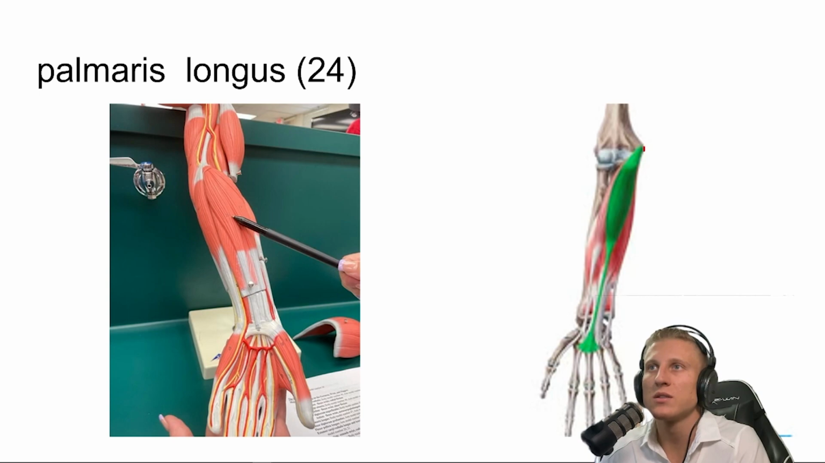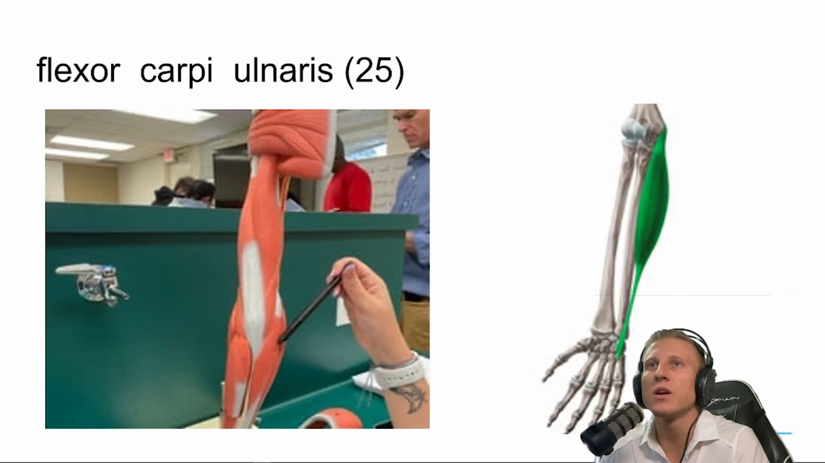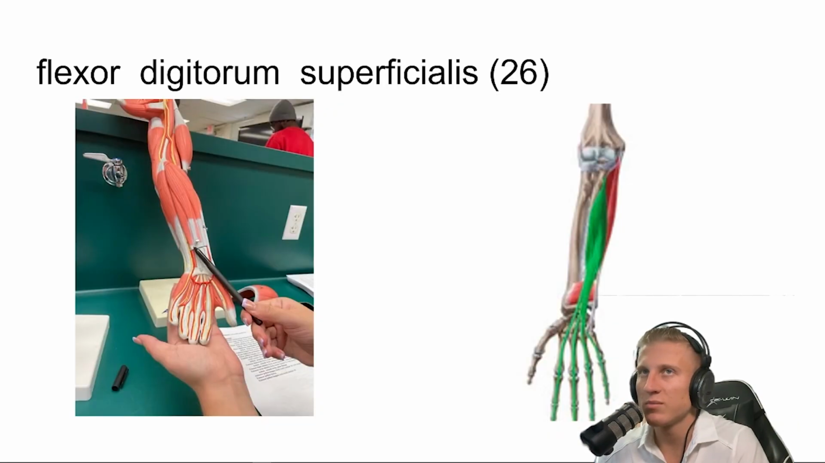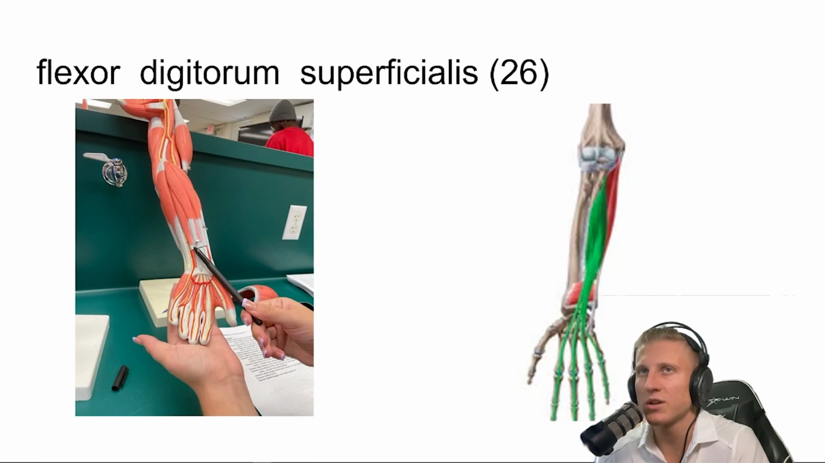Palmaris longus. Okay, going to digits 2 through 5. Cool. Flexor carpi ulnaris. I don't really like that picture. I didn't make this PowerPoint, so I'm not going to emphasize that one so much. Use the other models for that one.